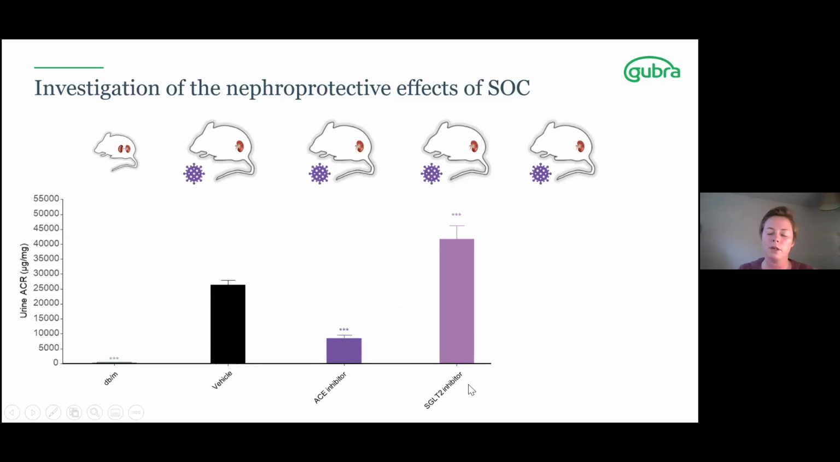this. But I think what really is encouraging is that when we combine these two treatments, the ACE inhibitor and the SGLT2 inhibitor, we see a really further reduction of albuminuria as a marker of kidney injury. And this is very encouraging. This is the same effects that you see in patients with diabetic kidney disease.